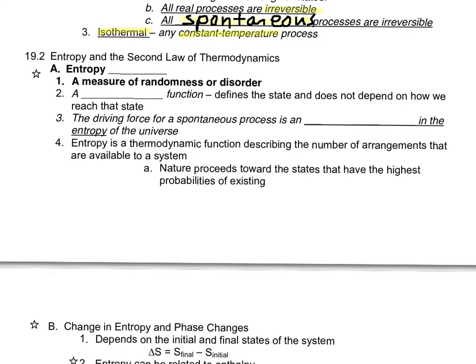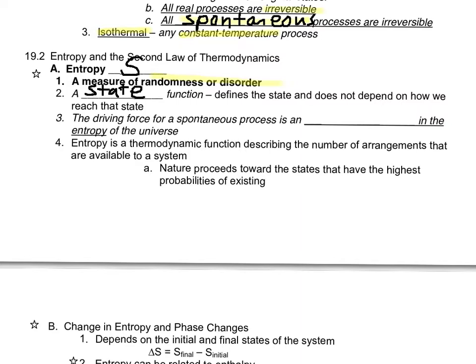Entropy is another thermodynamic function. It is abbreviated with the letter S, and it's a measure of how random or disordered the system is. It's all about randomness and disorder. If you have something that is increasing its disorder, then it has a positive change in entropy, a positive delta S. If you have something that is becoming more ordered, it has a negative delta S. Entropy is a state function.